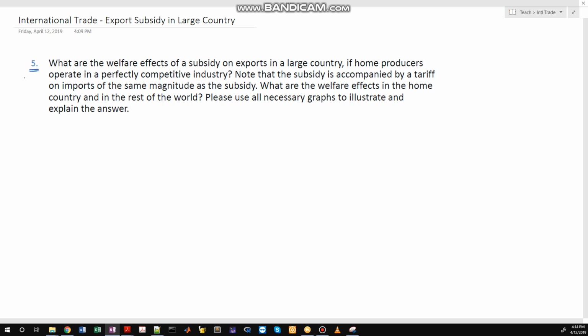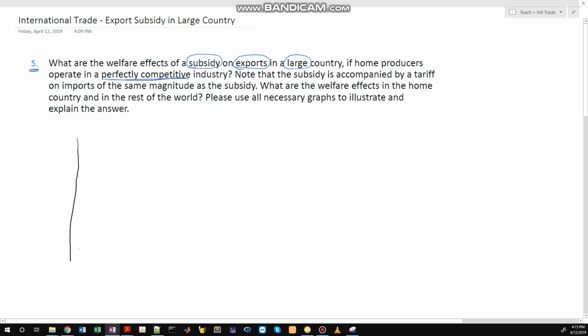So it's important to know what type of policy instrument you're going to be working with. So here we have a subsidy. Then what sector is it placed on? Exports or imports? Here it's exports. What type of country is using this policy instrument, and what is the market structure like? So in this case it's perfect competition. So that's basically what we need in order to draw our graphs.